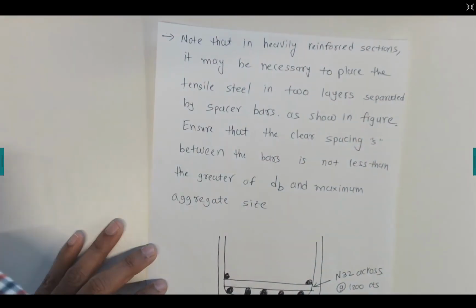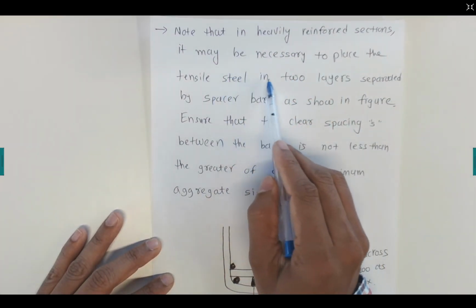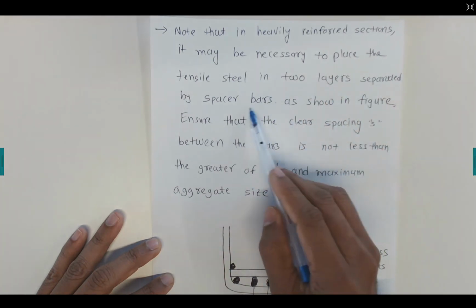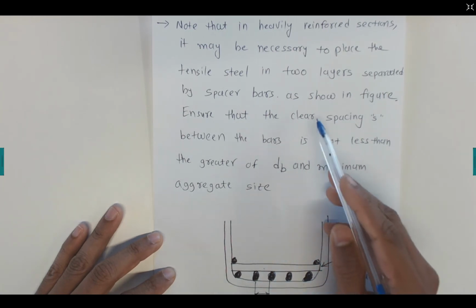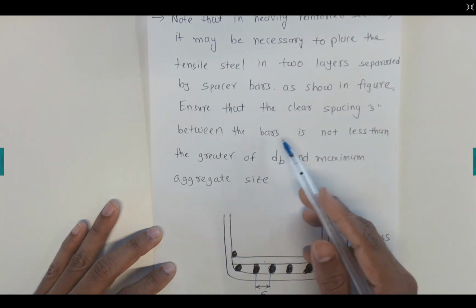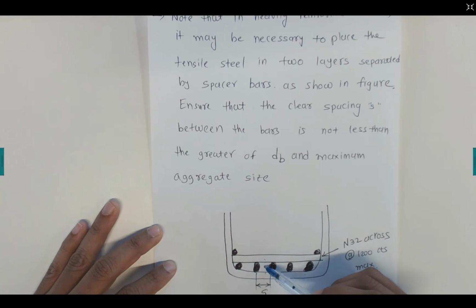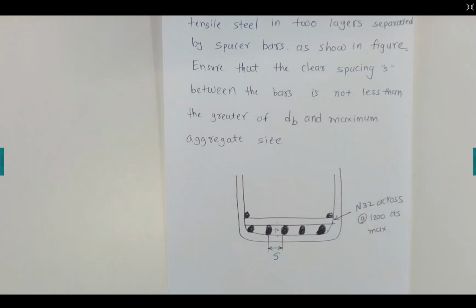The equation is given. Now note that in heavily reinforced sections, it may be necessary to place the tensile steel in two layers separated by a spacer bar. So sometimes we need to put two layers of reinforcement, with a spacer bar here. As shown in the figure, ensure that the clear spacing s, which is this one, is greater than the maximum aggregate size, so that the spacing allows the aggregate to settle. Thank you. And so this is a quick video on the design of singly reinforced rectangular sections.